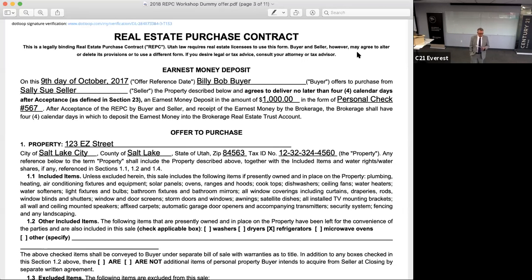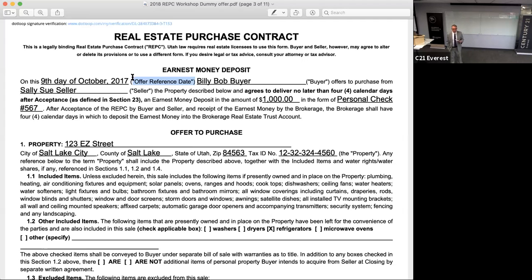Now, let me explain the thing that you need to make sure you understand. You'll notice to the right of where it has that date, the 9th of October, 2017, in parentheses it says offer reference date. That offer reference date becomes important because later on we'll see some addendums in here. Anytime you are doing a counteroffer or an addendum, it will ask for the offer reference date. That's the date it's referring to, whatever date that is.